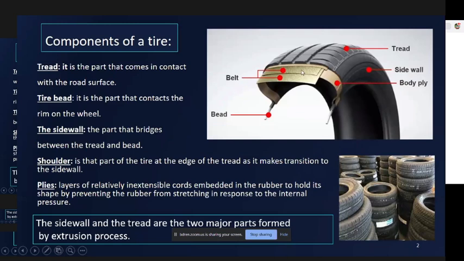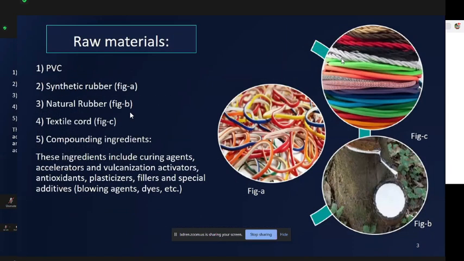The sidewalls and the tread are the two major parts formed by extrusion process, and as we are assigned to make the tire by extrusion process, so we will mainly discuss about the sidewalls and the tread making. In the next slide, I will discuss about the raw materials used in tire making.